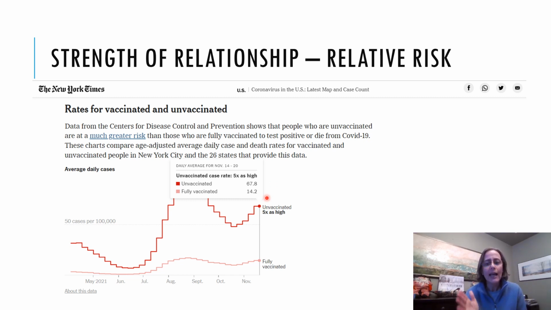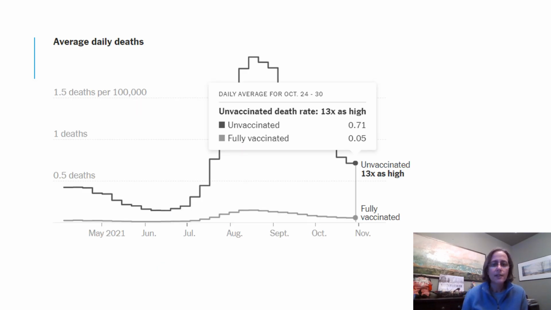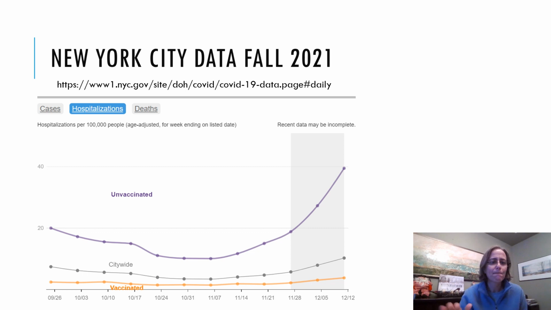Again, it doesn't mean that everybody who got vaccinated won't get COVID, and it doesn't mean that everybody who's unvaccinated will, but we see a significant effect. There's a strong relationship, a strong association here. This is also looking at death rates. In this case the rate was 13 times as high, indicating that the vaccine seems to be more effective at preventing death than infection, which we now know is definitely the case. But this was early days.